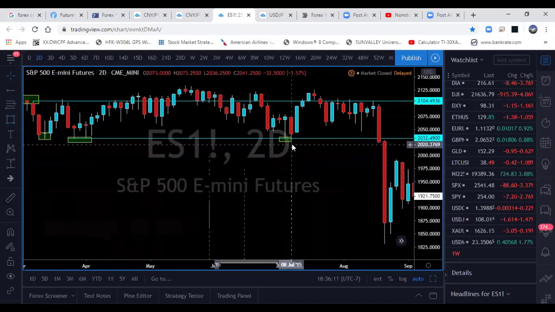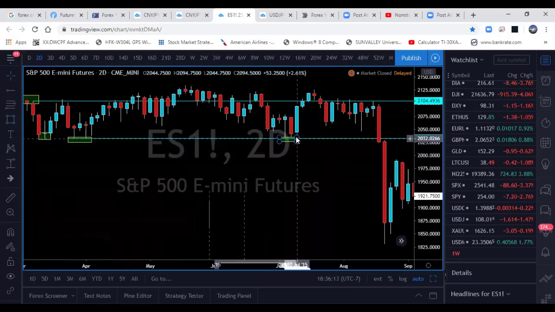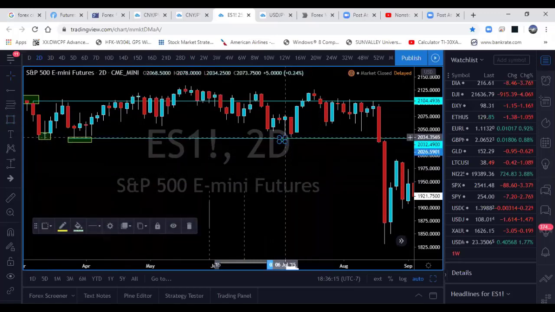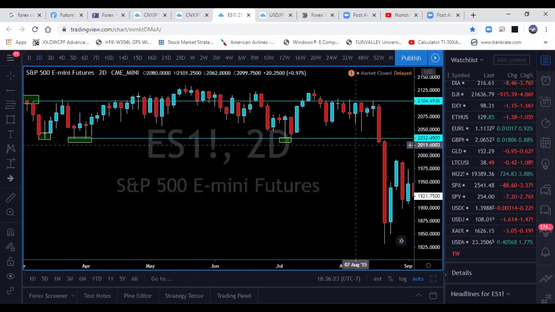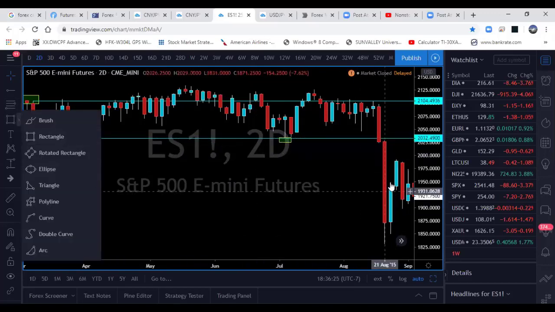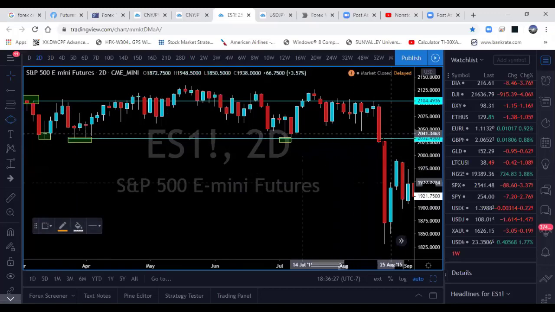You see that? Right? I wouldn't count the red one. I would just count this one right here, because that didn't touch it. So you have 1, 2, 3, gentleman's rule right here, and then you have the breakout. I'm going to zoom in so you guys can see that a little bit closer.